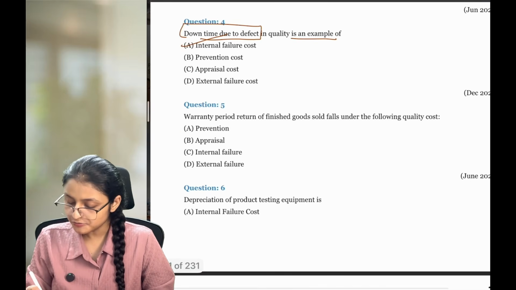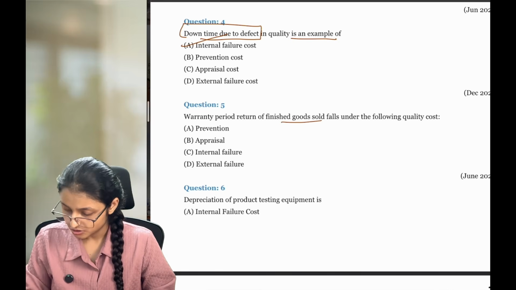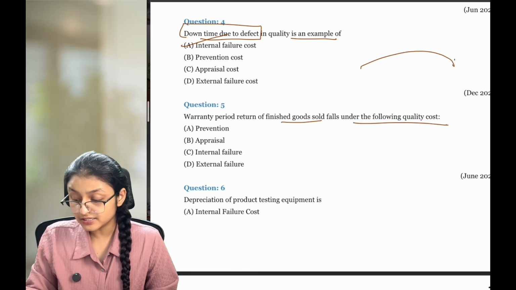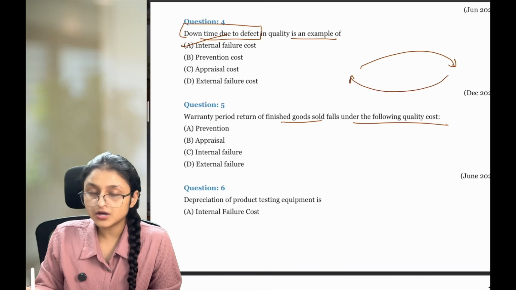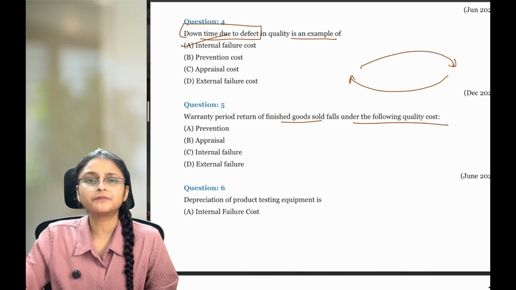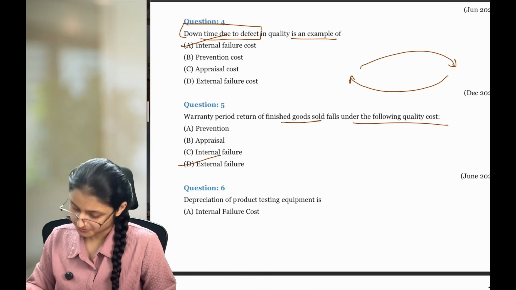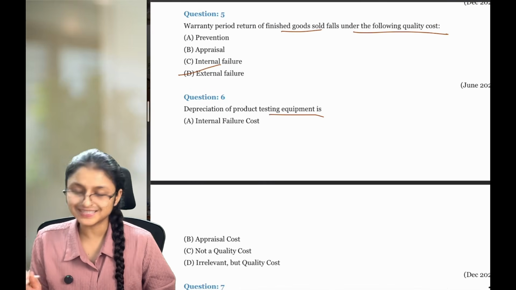Okay? Warranty period, return of finished goods sold falls under the following quality cost. If the product has already reached the customer and now you are getting a return of the same, whether it is happening in the warranty period or not, it doesn't matter, it is an external failure of your product.